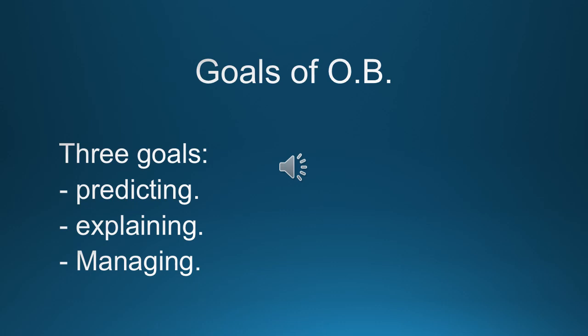After all of what we said, it becomes so very obvious that organization behavior has certain goals. Mainly, there are three. The three goals are predicting, explaining, and managing behavior, managing people at work.